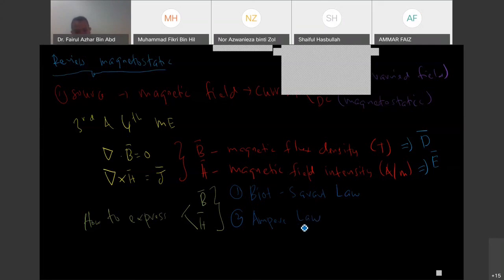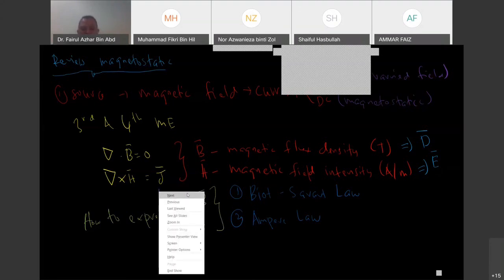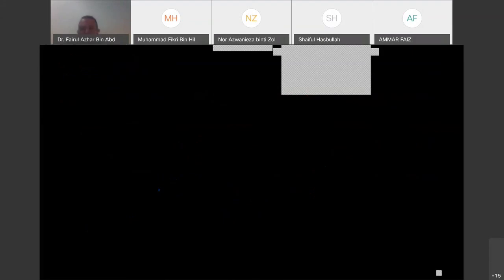Alright. So that's all the laws that can be used to derive or express our equation for the B or vector of H in Biot-Savart law.